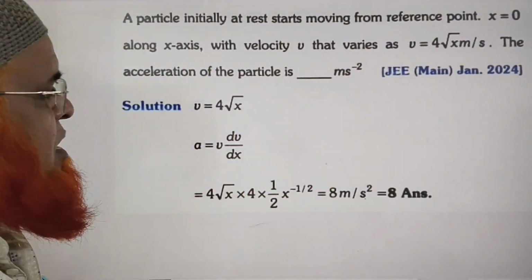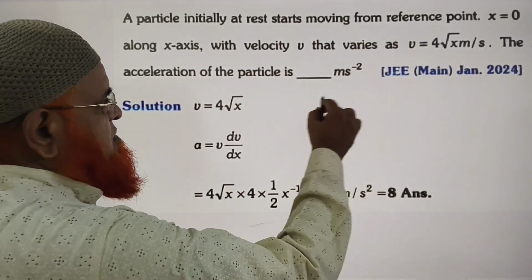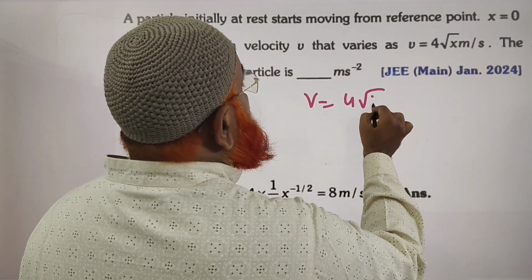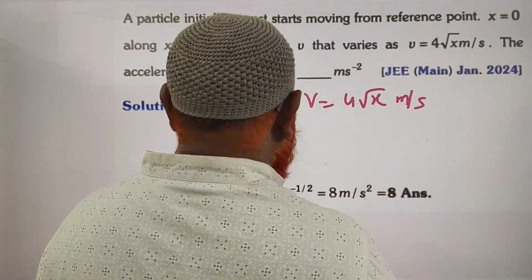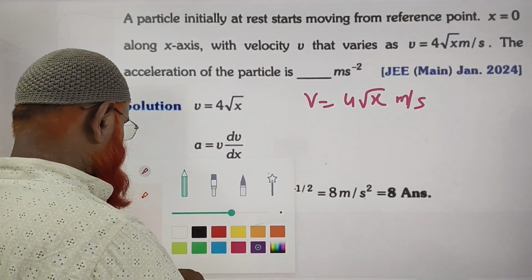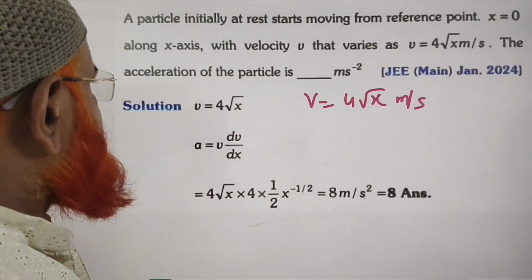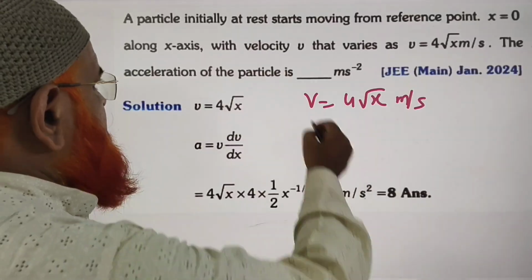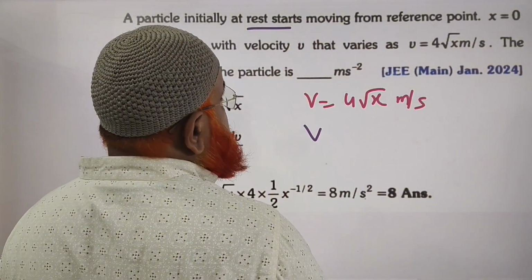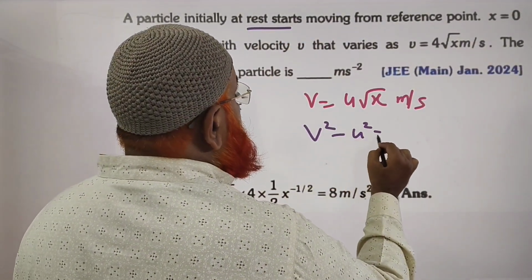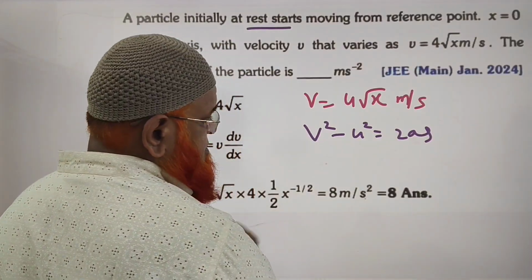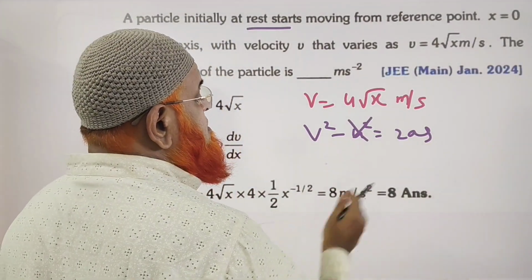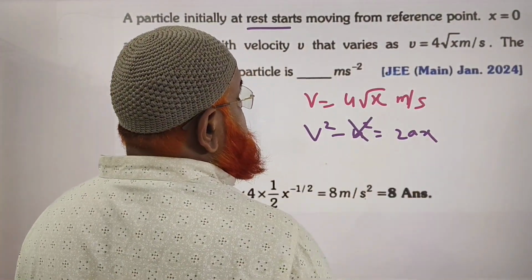Next, one more problem is there. V is equal to 4 root X meters per second. Then what happens? He is asking us to find out the acceleration. The body starts from rest. So what is your formula? V square minus U square is equal to 2AS. U is 0. Yes, we can take S as X.